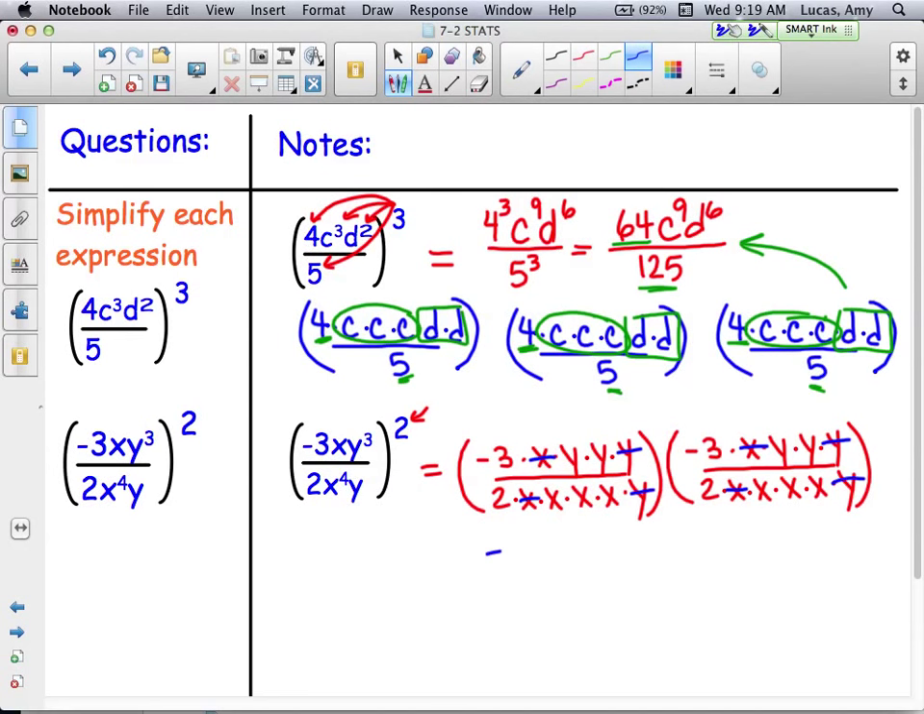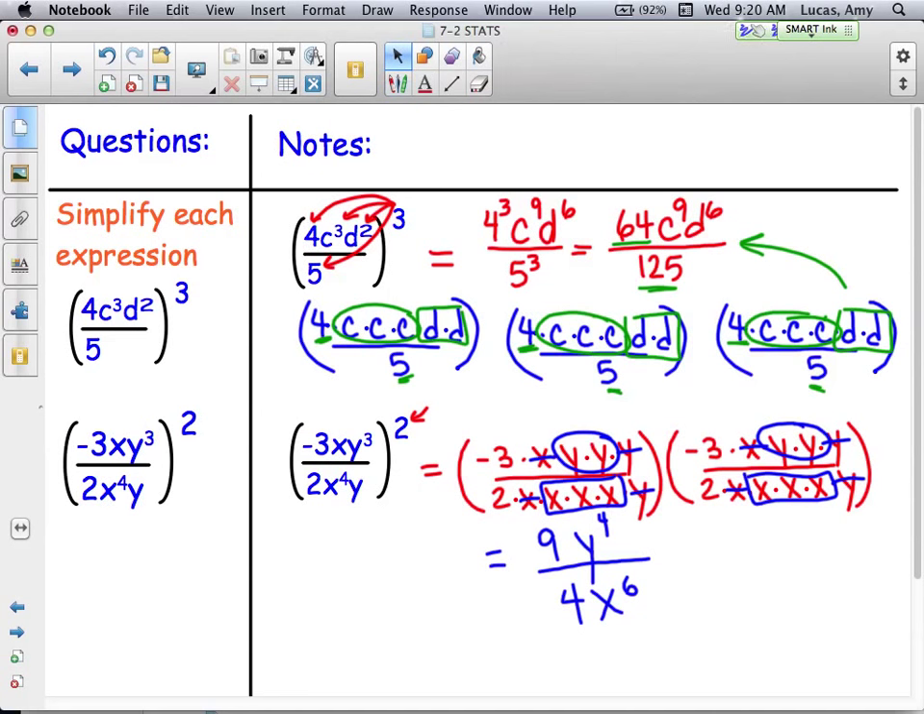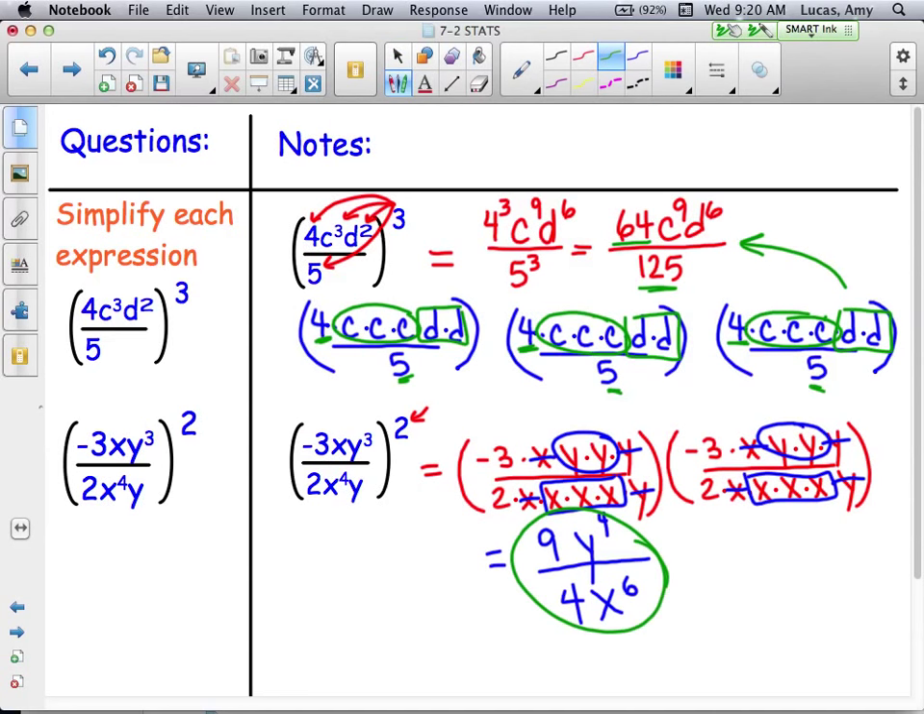Then I can multiply together. Negative 3 times negative 3 is 9. 2 times 2 is 4. And then take a look at how many y's I have in the numerator, y to the 4th, and how many x's I have in my denominator, x to the 6th, to get my final answer. So this is simplified.